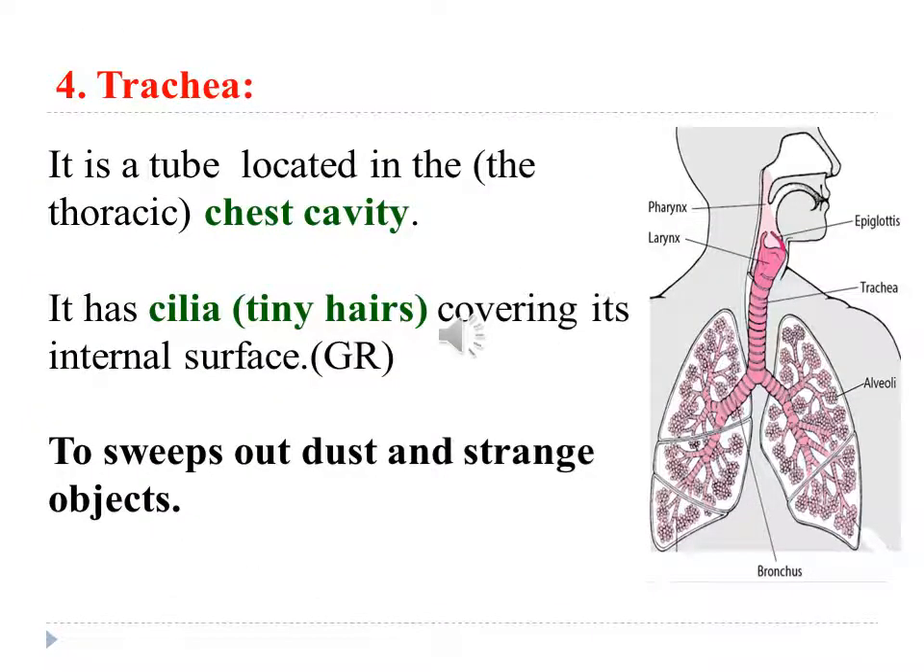Fourth, trachea. It is a tube which is located in our thoracic or chest cavity. Inside it we can find tiny hairs called cilia, covering its internal surface. Its function is to sweep out or get rid of any dust or strange objects that may enter the trachea. So trachea can also filter the air from the strange objects or any dust with the help of the cilia.